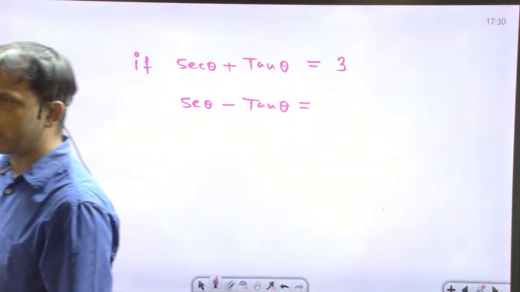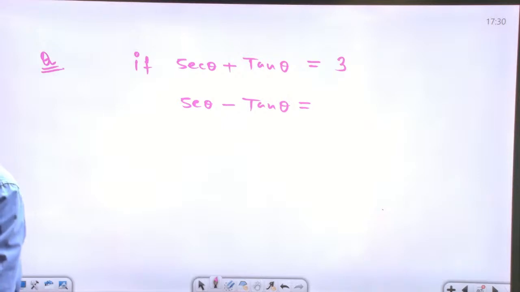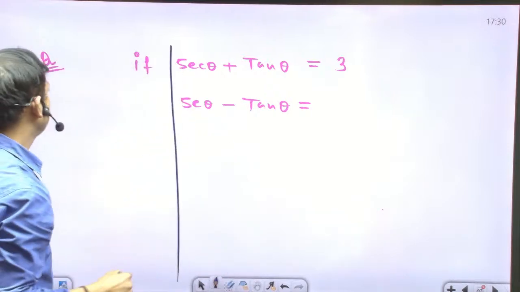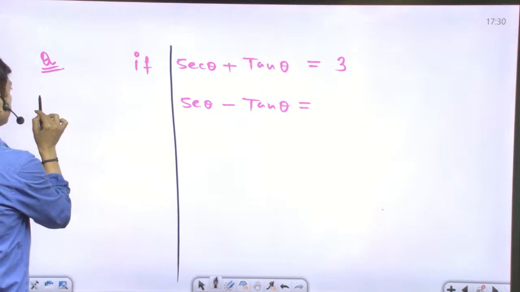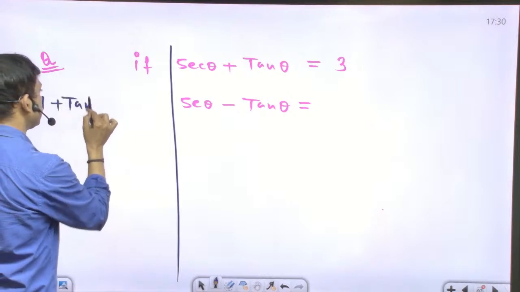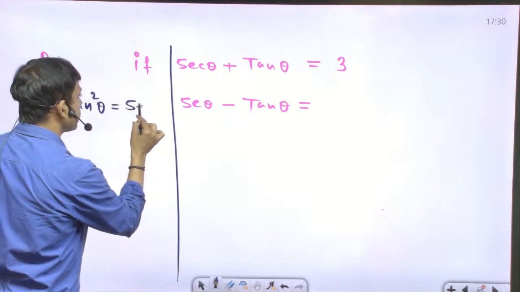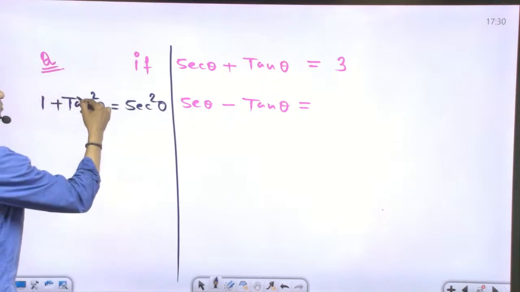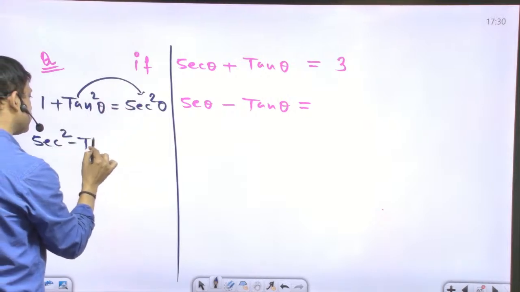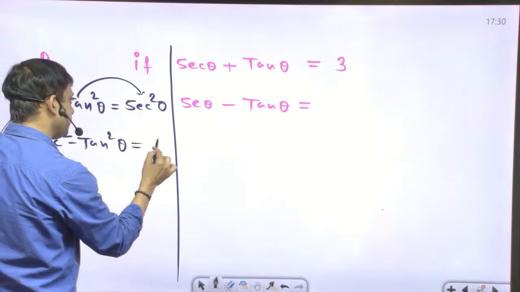There will be 2 approaches. The first will be the basic and the second will be the tricky solution. I will explain the basic first and then the trick. So take the basic solution for this question. The formula is 1 plus tan square theta is equal to sec square theta. Now converting, we can write sec square theta minus tan square theta is equal to 1.